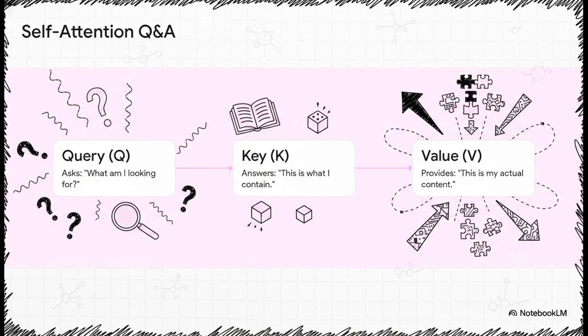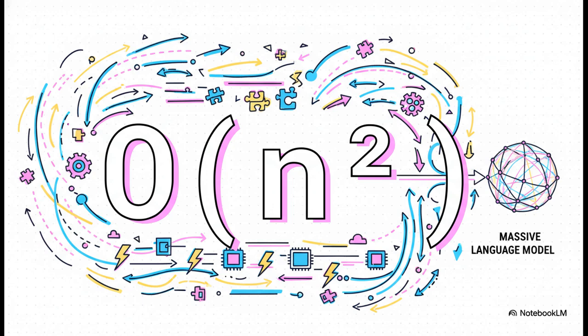The original word then finds the most relevant keys and tells those words, okay, you're important, give me your value, your actual substance. It's this constant parallel Q&A that lets the model build a rich understanding of the whole sentence instantly.